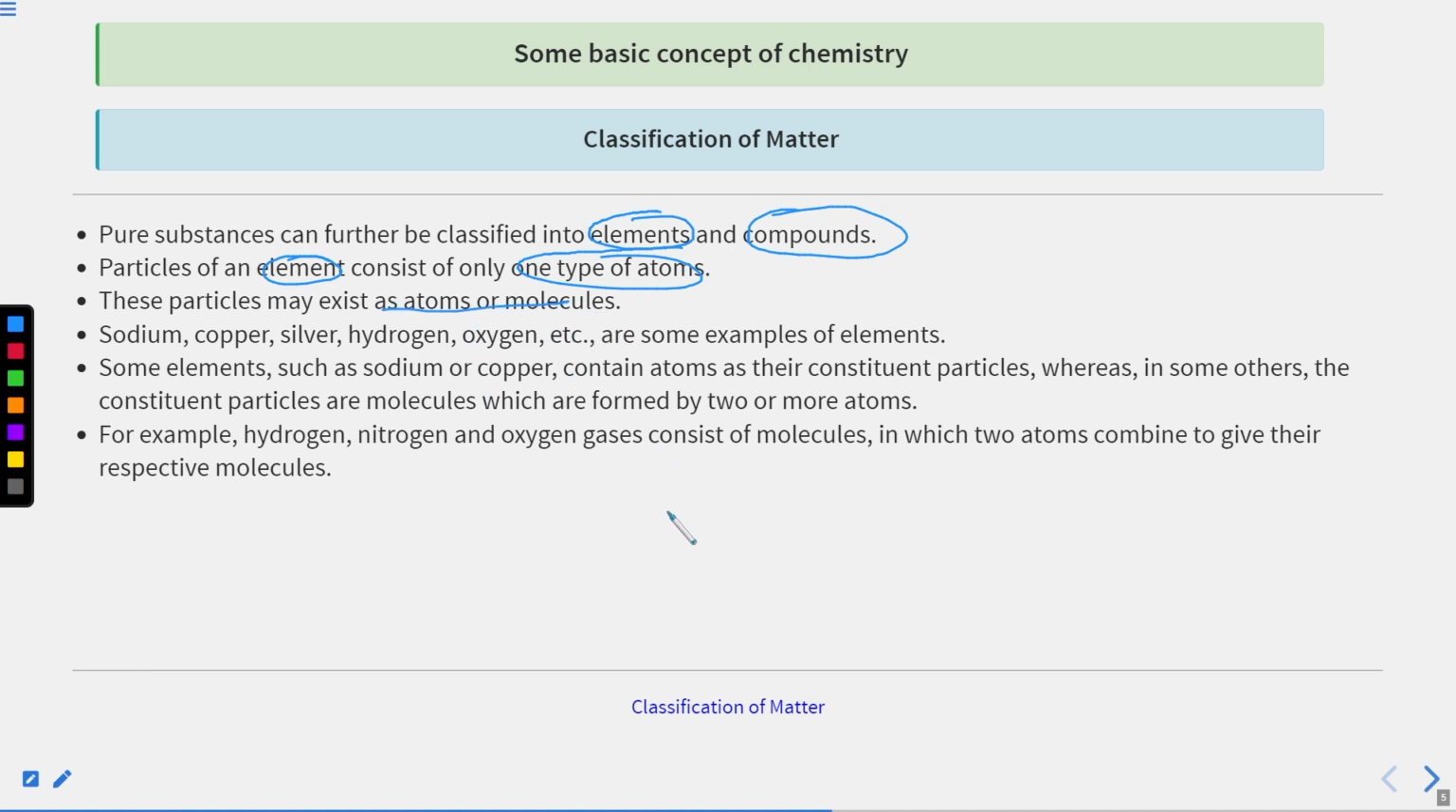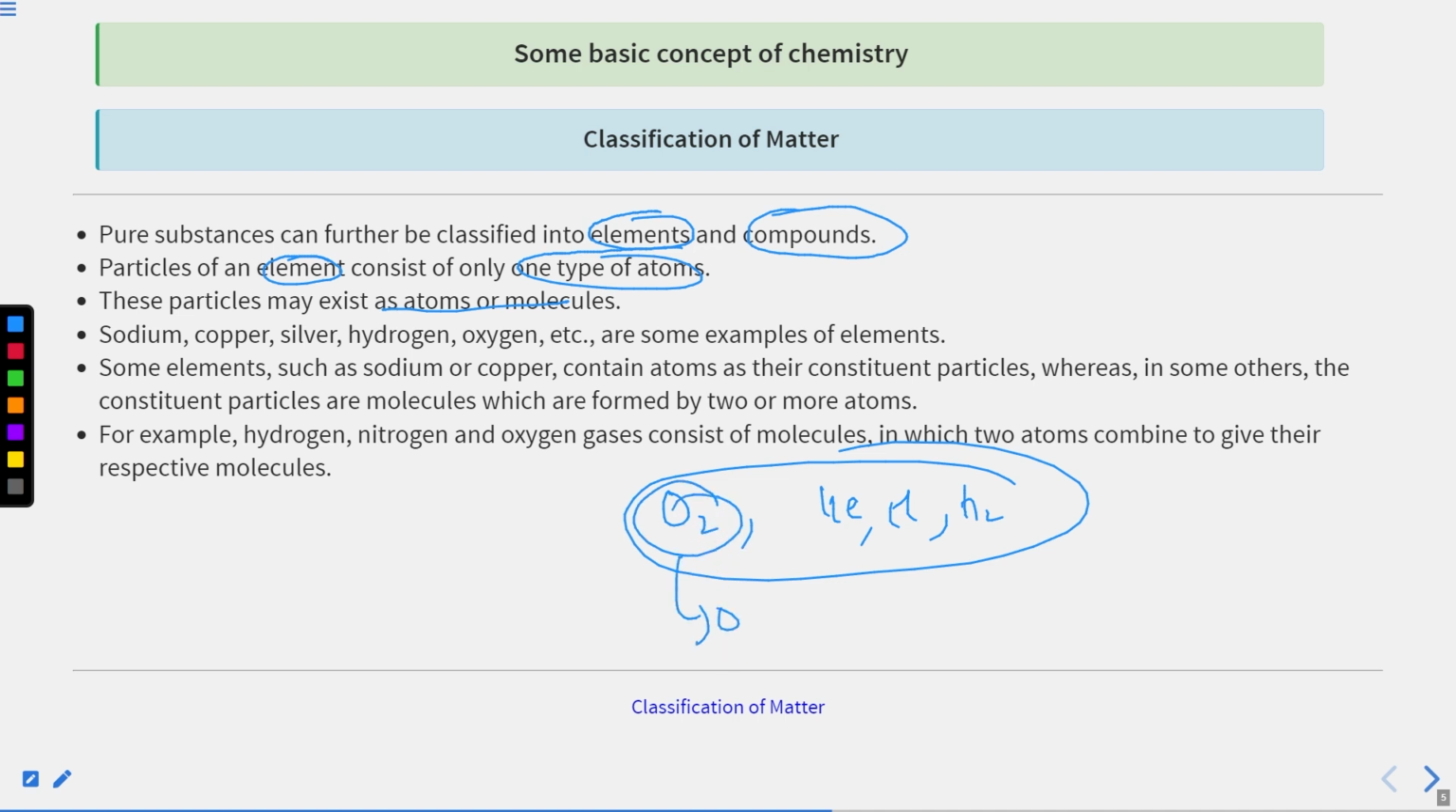If I take the example of an element, we can have oxygen, we can have helium, we can have hydrogen, we can have H2. All of these are elements. Although H2 is made up of two particles, you will not see it as a compound because the constituent particles are the same, oxygen and oxygen. For that reason it is an element, not a compound. They can exist both as an atom like helium and as a molecule, that is O2.